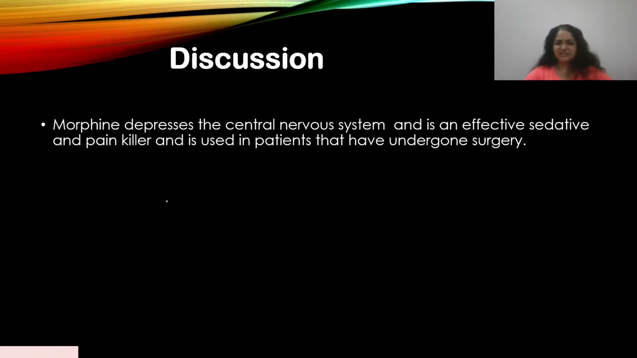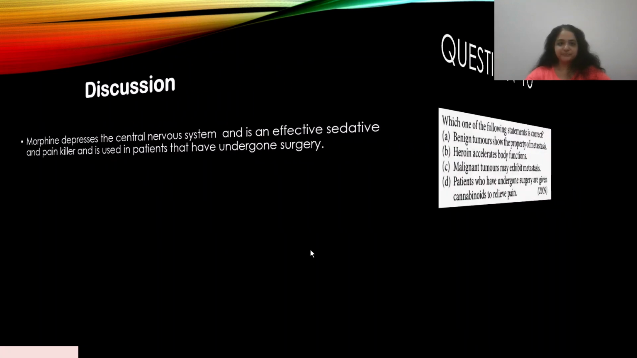So we actually discussed morphine. It depresses the central nervous system as an effective sedative and painkiller and is used in patients that have undergone surgery. So it helps in relieving pain, especially for patients that have undergone surgery. I guess this was pretty direct. We already discussed morphine in a little detail when we discussed heroin. So we can move on.